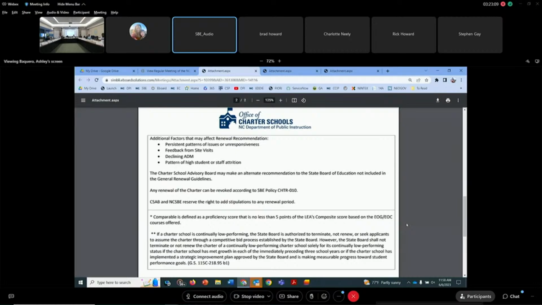Yes, we have. So continuously low performing is listed as not able to get a 5-year. Low performing, I guess, technically could get a 5-year, but not continually low performing. You have to be low performing 3 years to be continually.